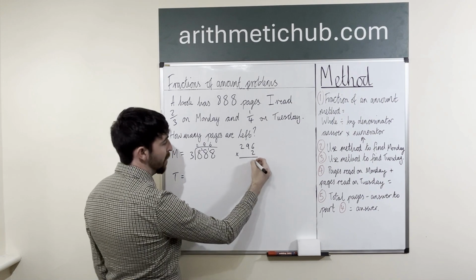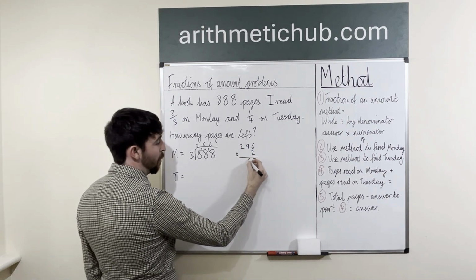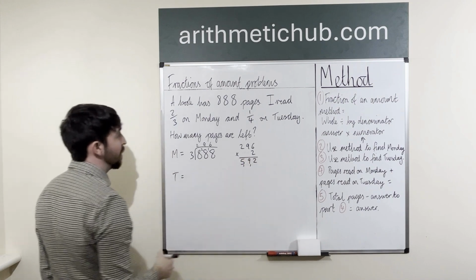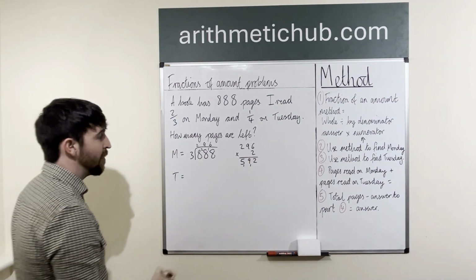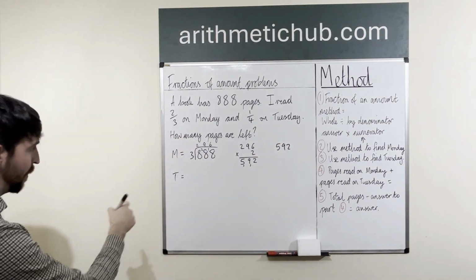296 times 2. 6 times 2 is going to give me 12. 2 times 9 is 18, add the 1 is going to give me 19. 2 times 2 is 4, add the 1 is going to give me 5. So on Monday, I read 592 pages. I'm just going to leave that there like that.